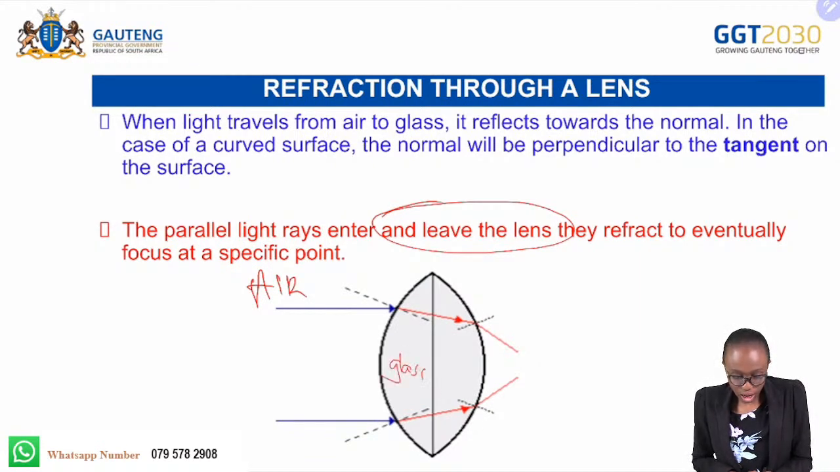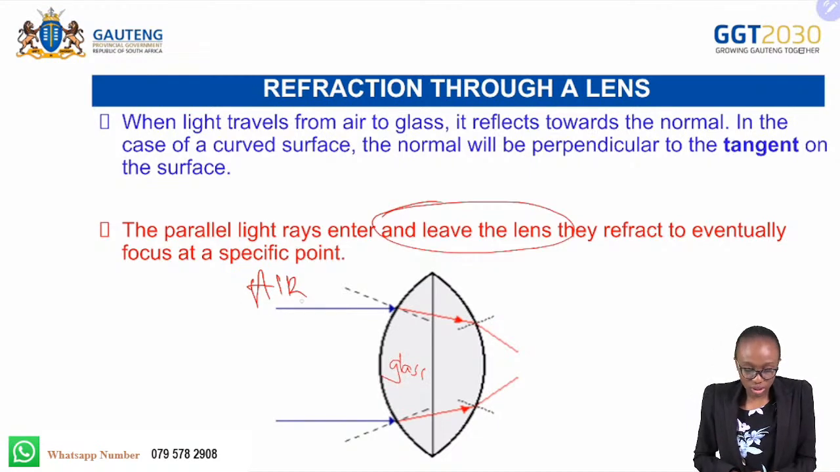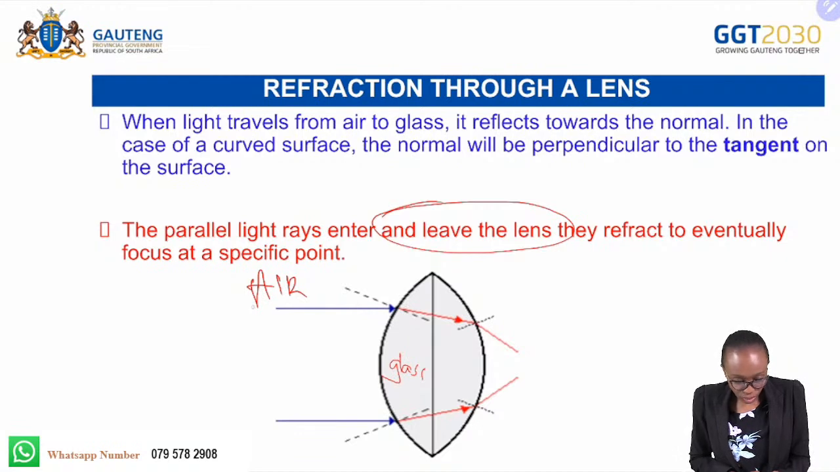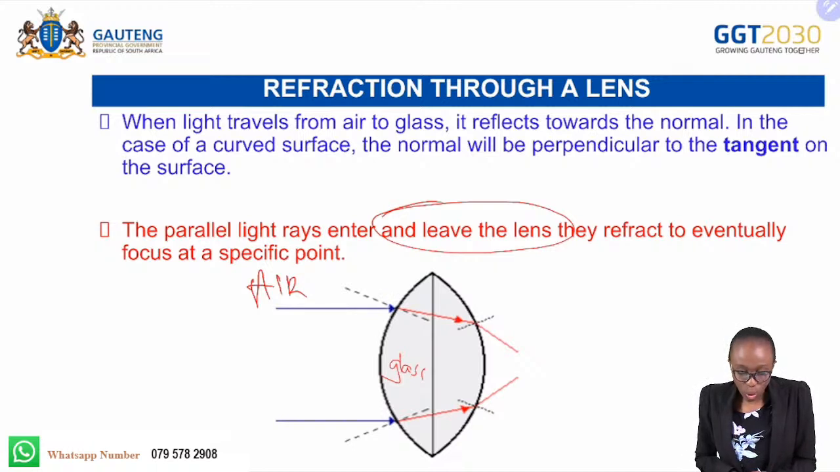This is our glass. This is our lens. So it's moving in this line. When the light is traveling from the air to the glass, it hits the surface of the glass. It bends towards the normal. You see where the normal is inside of the glass. Remember, the normal is perpendicular to the surface of the object. So it's going to bend towards the normal.